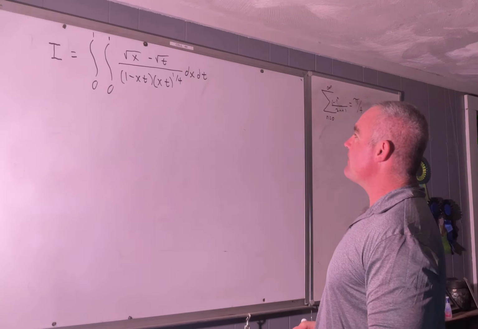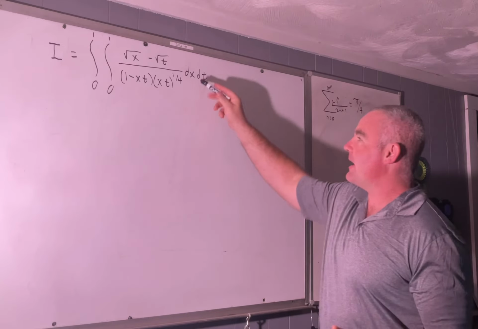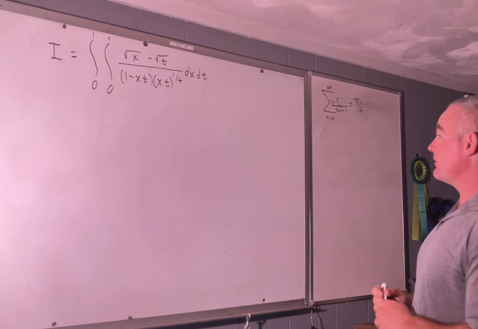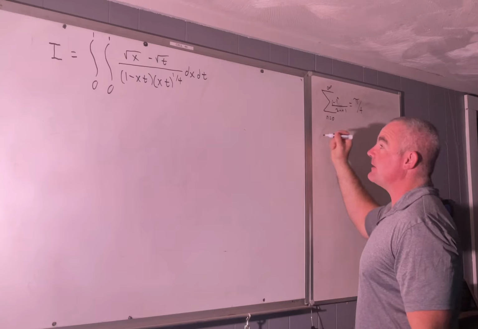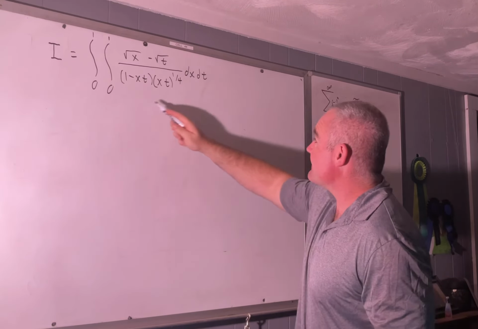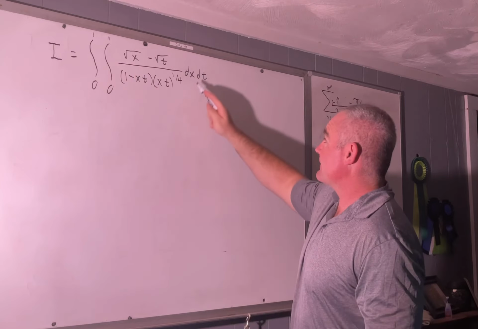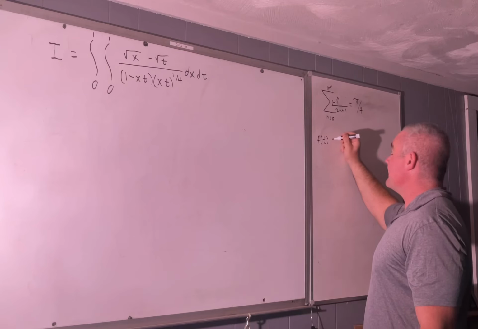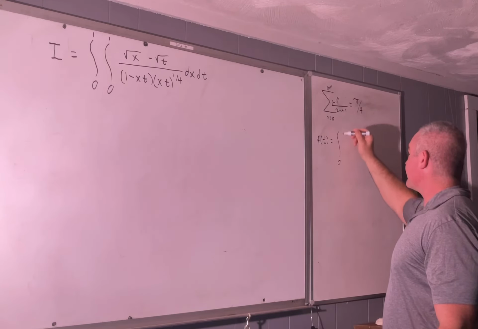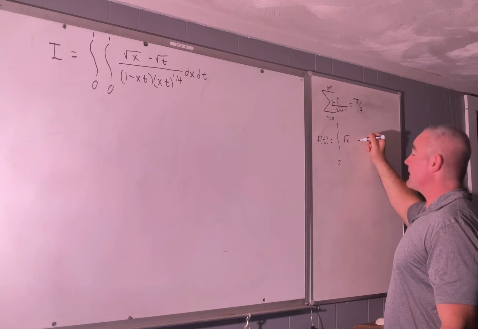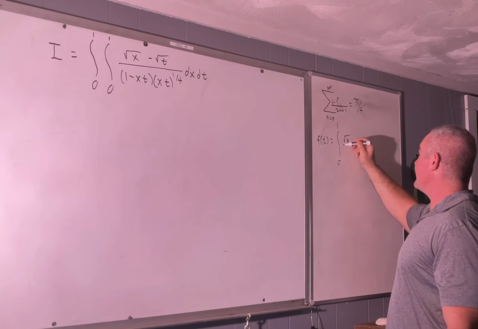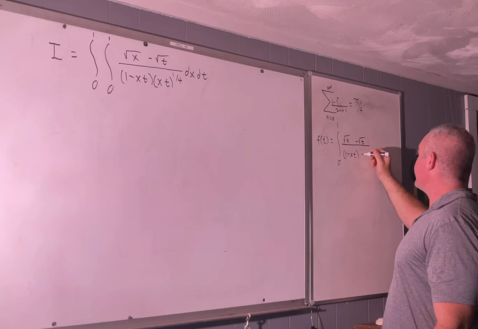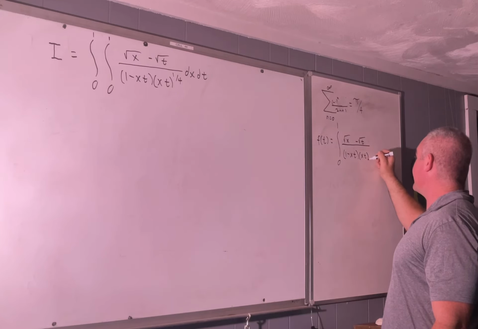Since this is a double integral, let's just go ahead and evaluate the inner integral. We'll call it f of t, because if we integrate this with respect to x, we're going to get a function of t. It's equal to the integral from 0 to 1 of the square root of x minus the square root of t, over 1 minus xt, times xt to the 1/4.